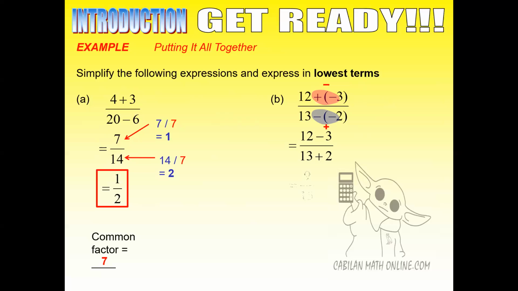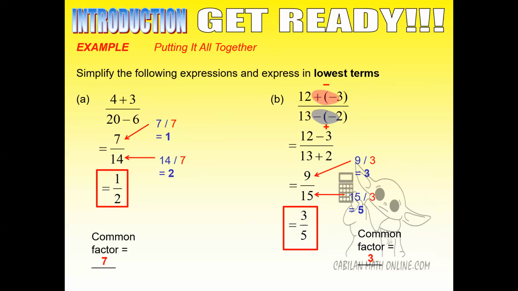So 12 minus 3 gives me 9, and 13 plus 2 gives me 15. For the next part, we're going to take 9 and 15 and find a common factor. A number that goes evenly into both 9 and 15 is 3. So we take 9 divided by 3, that gives me 3, and we take 15 divided by 3, and that gives me 5. From there, that gives us 3 over 5 as a fraction in lowest terms.